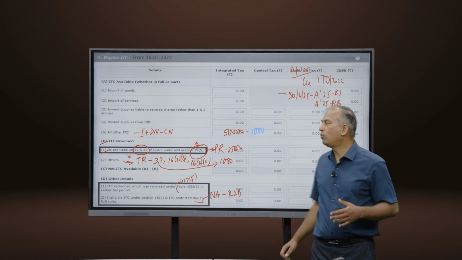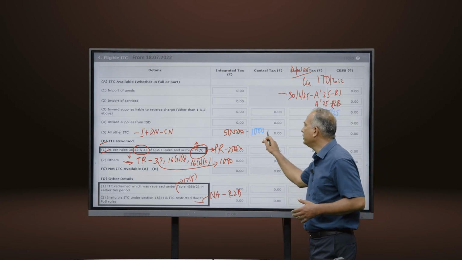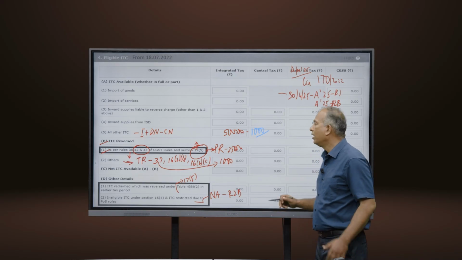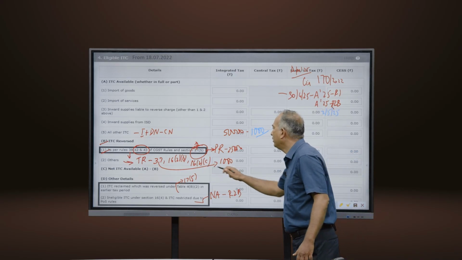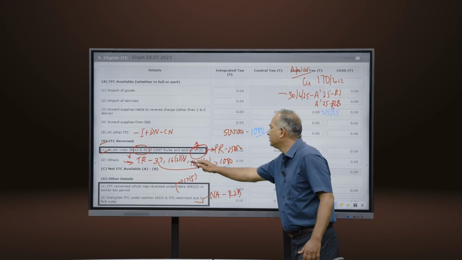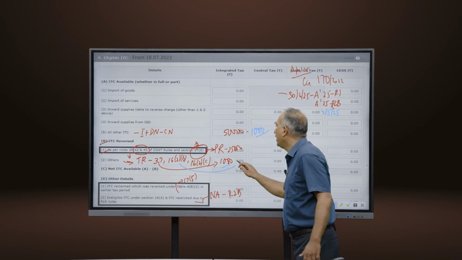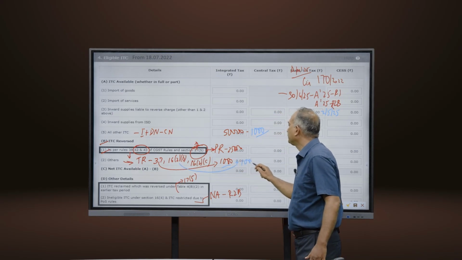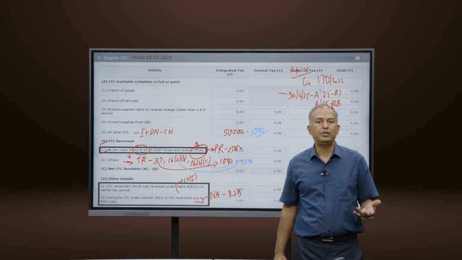So, I can take the credit only when the goods or services have been received, which pertains to the subsequent month. So what I need to do here is, 1,000 rupees would have got auto-populated here. I will show that particular entry here. Now, this 1,000 here is for Section 16(2)(b). With 2B, I will show it as 1,000.